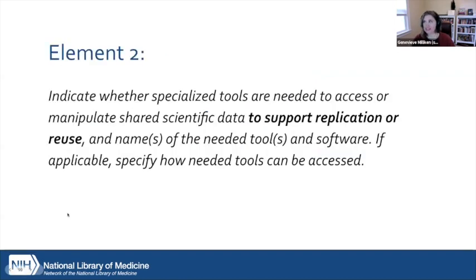Element 2 says to indicate whether specialized tools are needed to access or manipulate shared scientific data to support replication or reuse, and names of the needed tools and software. If applicable, specify how needed tools can be accessed. So this element really asks researchers to consider important attributes such as the version of an application, as well as any needed packages or extensions needed to review and analyze the data, and really where this information can be found.